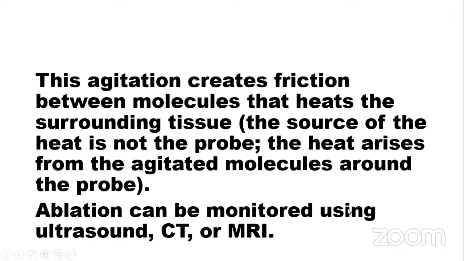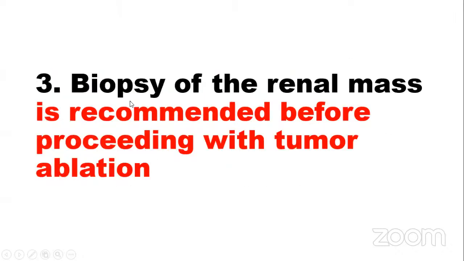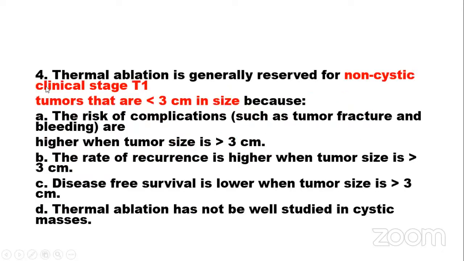Ablation can be monitored using ultrasound, CT, or MRI. Ablation can be accomplished through an open, laparoscopic, or percutaneous approach in most cases. A percutaneous approach is preferred because it minimizes morbidity. Biopsy of the renal mass is recommended before proceeding with tumor ablation.